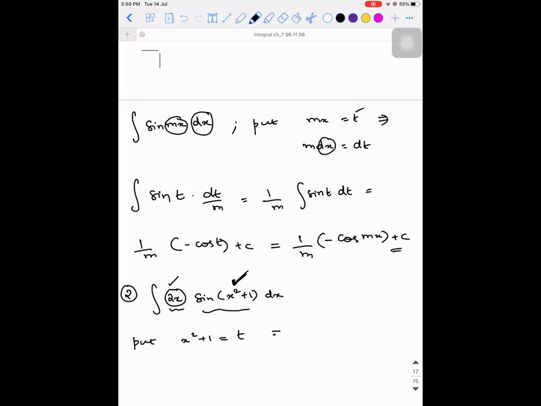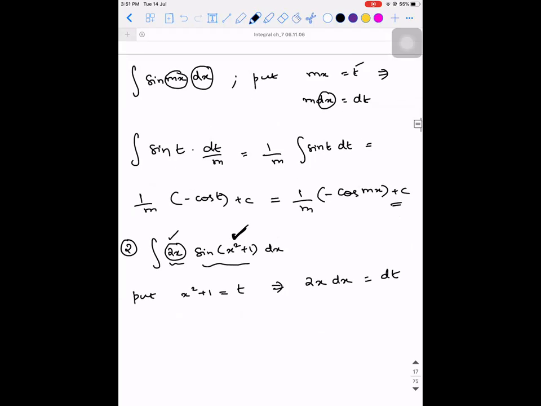Okay. If I do this, what do I get? If I differentiate on both sides, whenever I put this in place, I'm differentiating on both the sides, so I'll not tell it every time. So 2x into dx, I'm applying chain rule. 2x into dx plus derivative of 1 is going to be 0 is equal to, what is the derivative of t? It is dt.